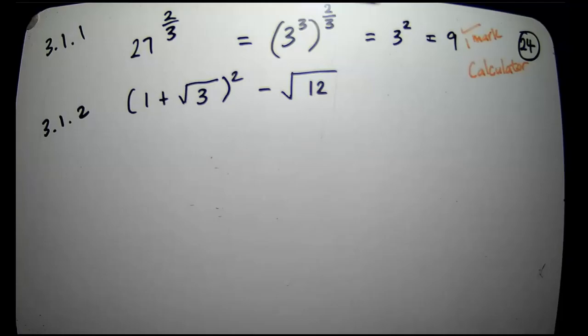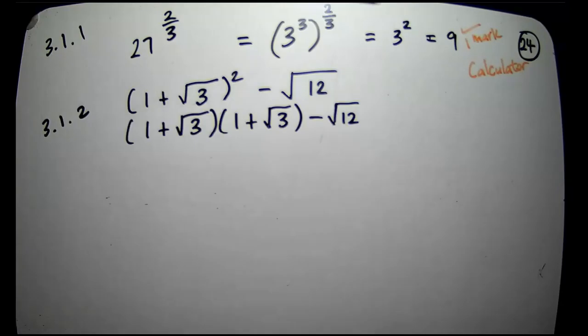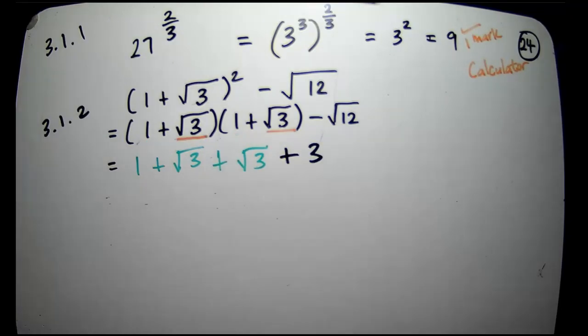You can FOIL it out, write the bracket twice. So write in the bracket twice, FOIL it out using the FOIL method. 1 times 1 is 1. Then 1 times root 3 is going to be 1 root 3. 1 times root 3 again is going to be 1 root 3. Root 3 times root 3 is going to be 3.